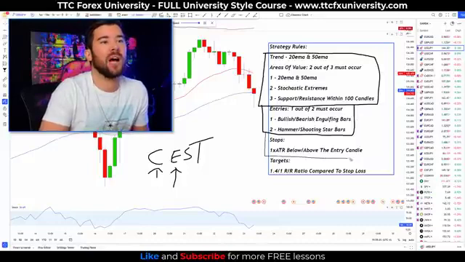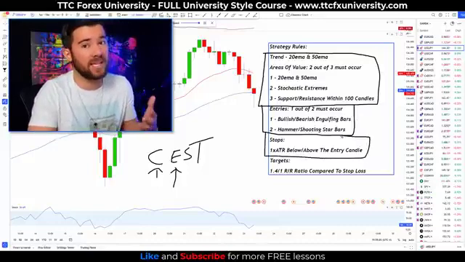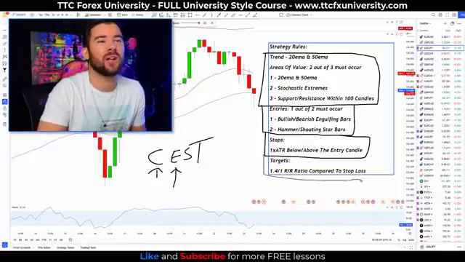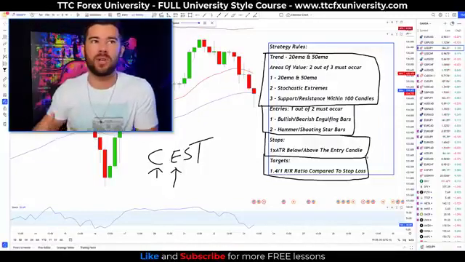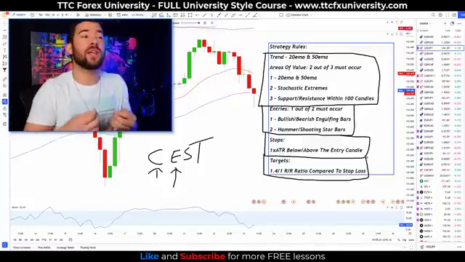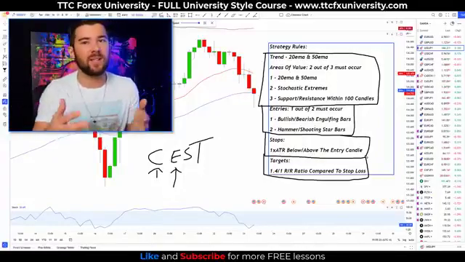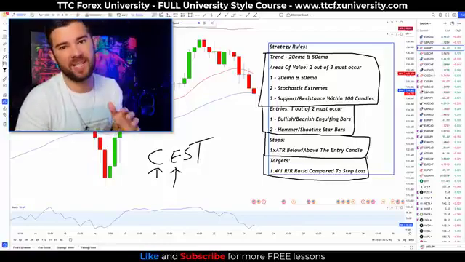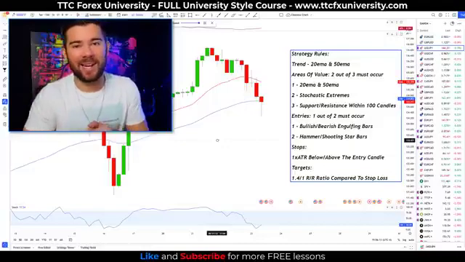S stands for stops. I need to know exactly where I'm going to be placing my stop before I enter the trade. And T stands for targets. I need to know an area that I'm looking to get out of the market if I'm right. So in the future, if you plan to build strategies, use this CEST model in order to ensure that your strategy is rules-based. And if these rules seem a bit confusing right now, no worries.